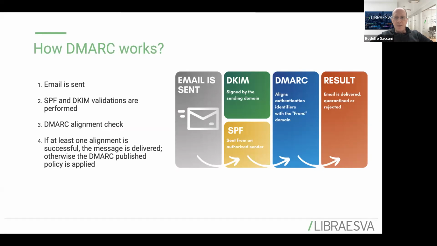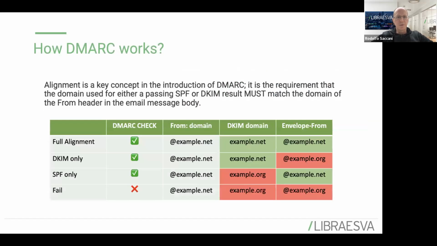If there is no alignment, there is no pass for the DMARC, and then a policy is enforced, which is specified by the sending domain. So the recipient is supposed to apply the policy that the sending domain chose to publish for the emails that fail the alignment. So these emails are supposed to be either rejected or quarantined. We will see some details in a few seconds.